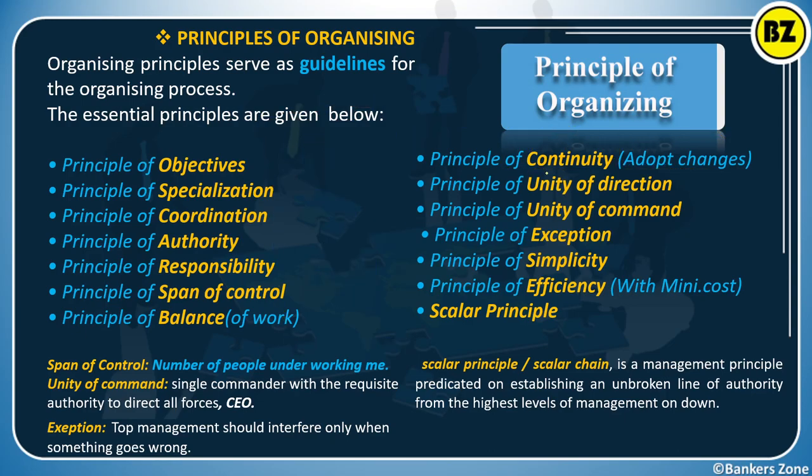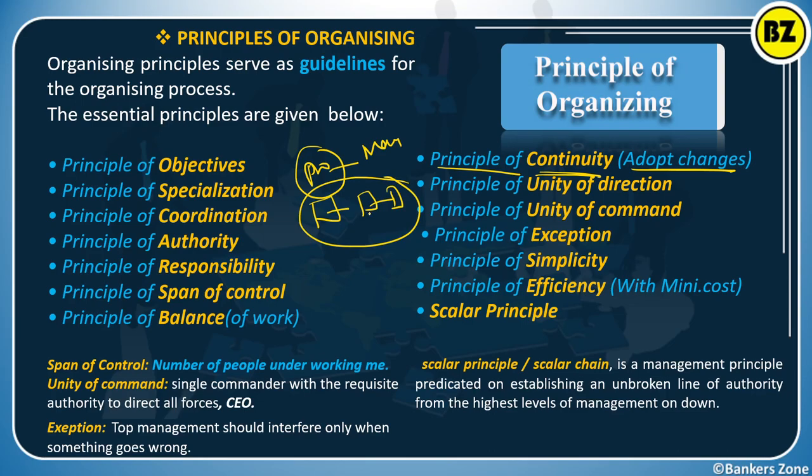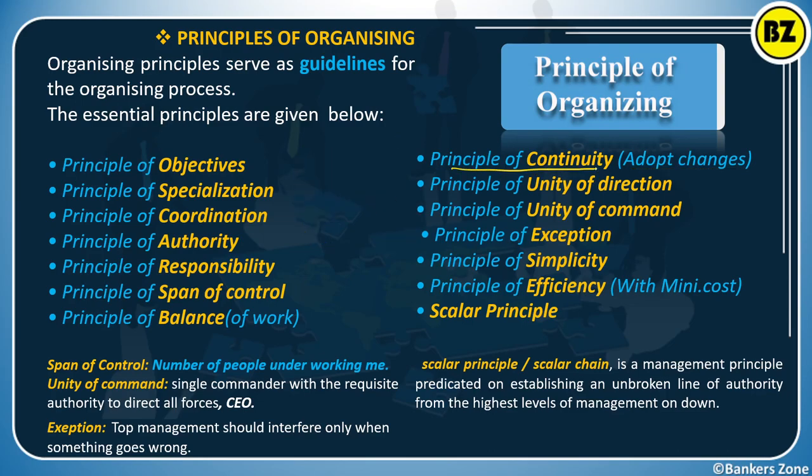So here you have to understand that principle of continuity means how adaptable the organization is to changes, right? For example, if you have a factory and the production line is manual, now you are going to install machinery so that you will produce more, right? So this is the principle of continuity.